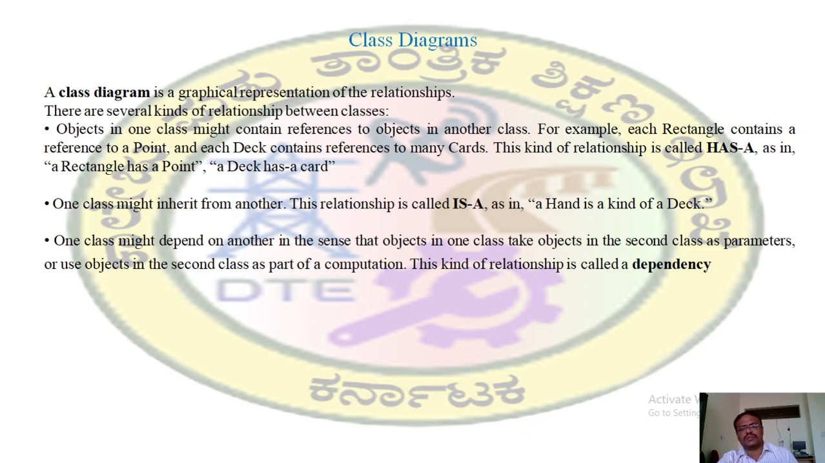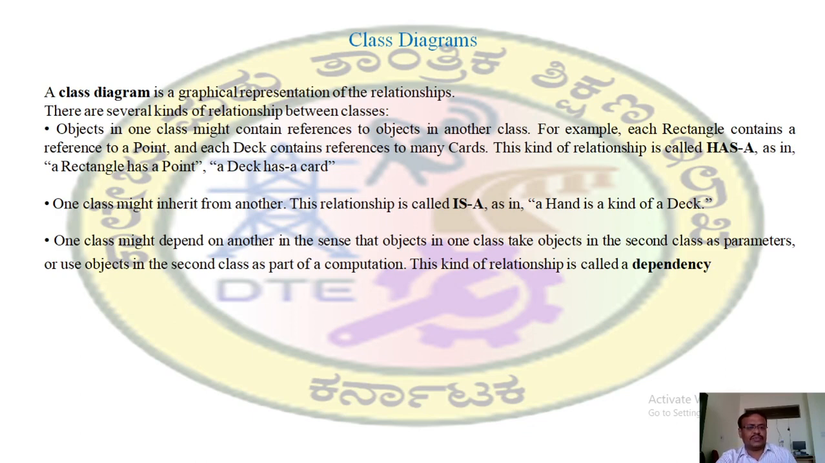This kind of relationship is called HAS-A: a rectangle has a point, a deck has a card. And one class might inherit from another, and this relationship is called IS-A. That is, a hand is a kind of deck. It is a form of what we call inheritance, which shows the relationship between one class and another, in other words, a class inheriting the property of another class. That is what is called IS-A.